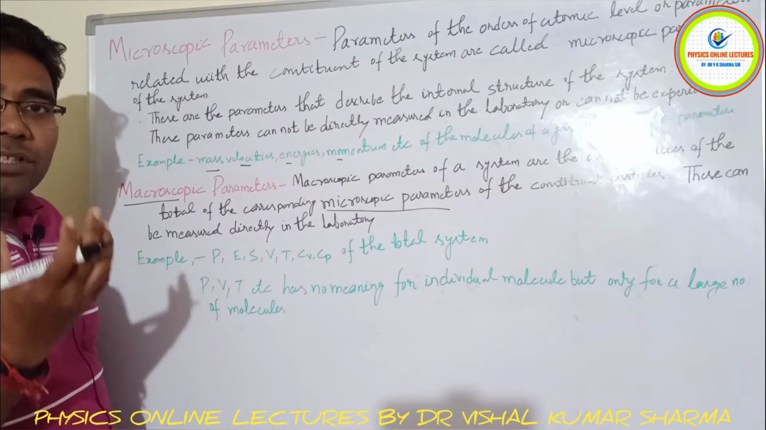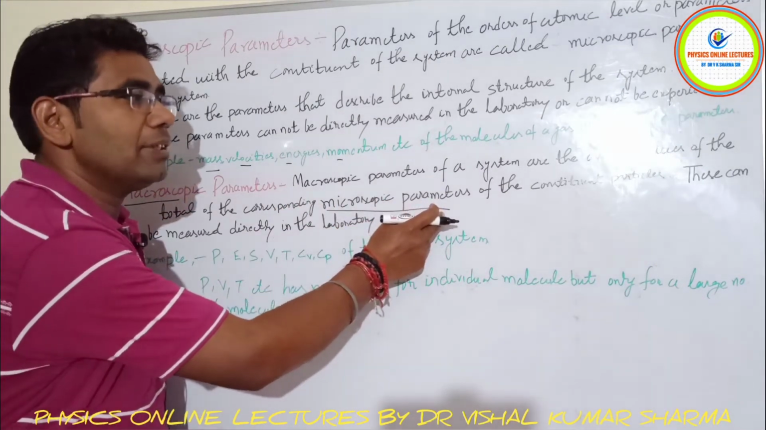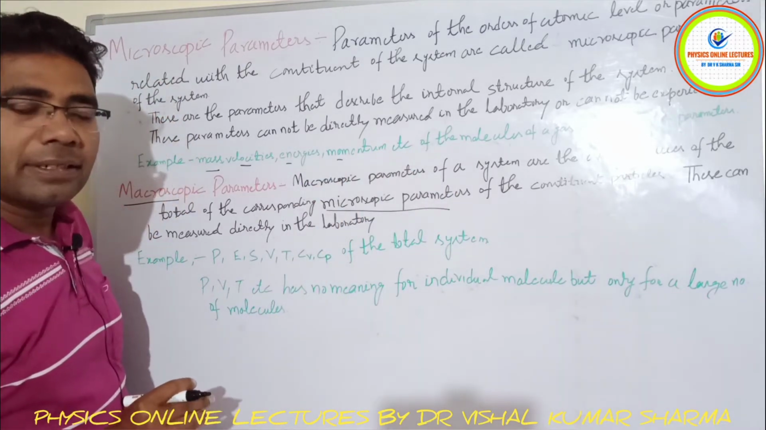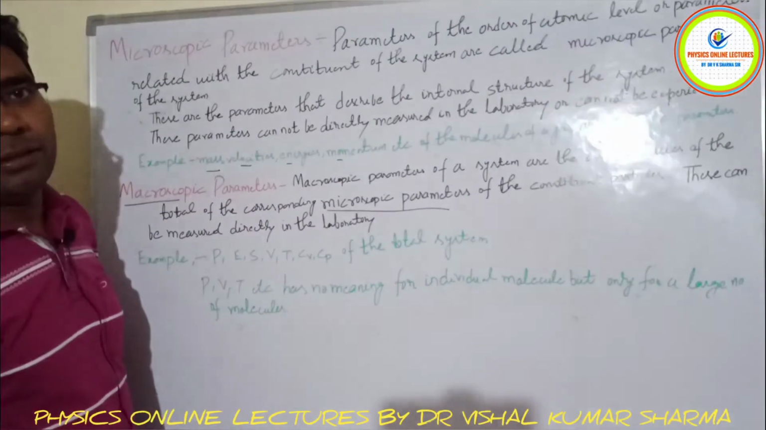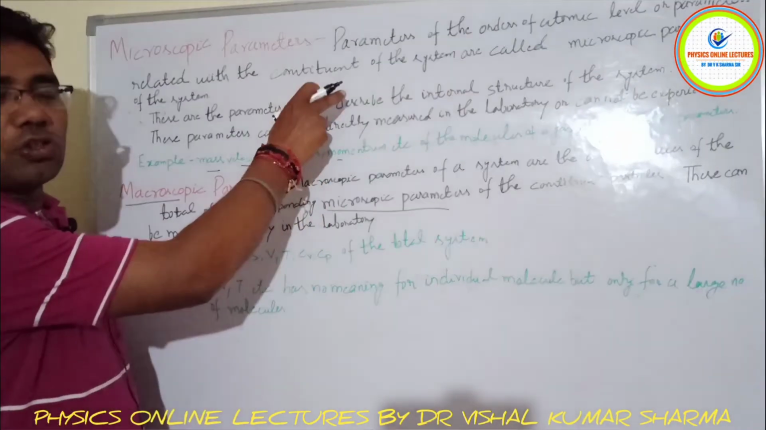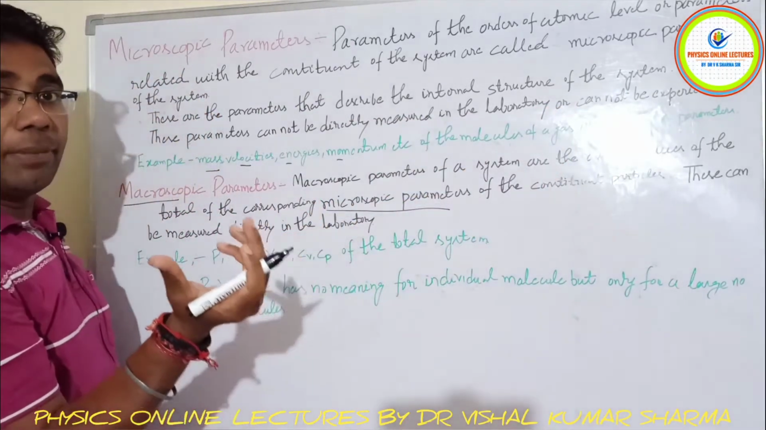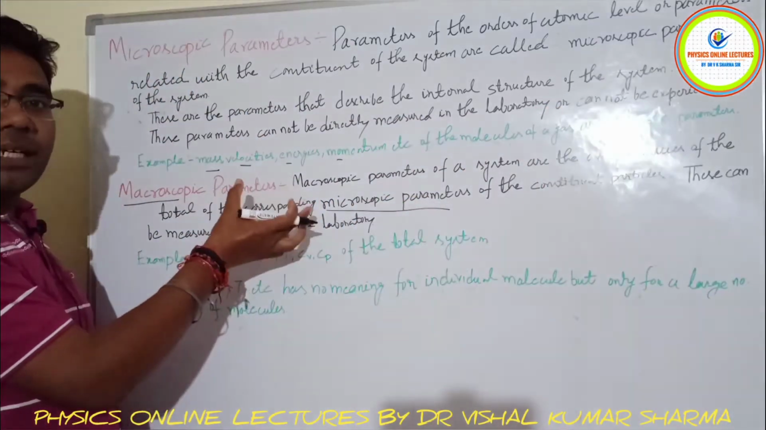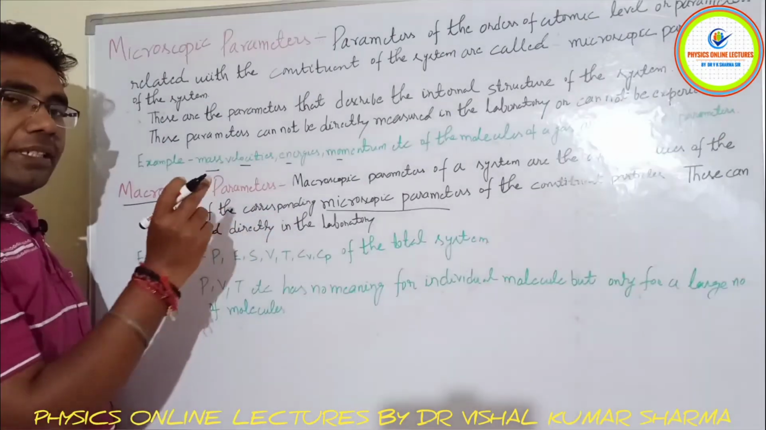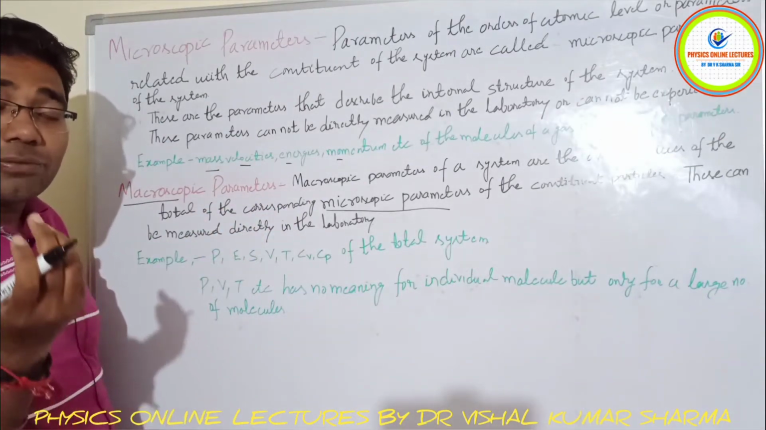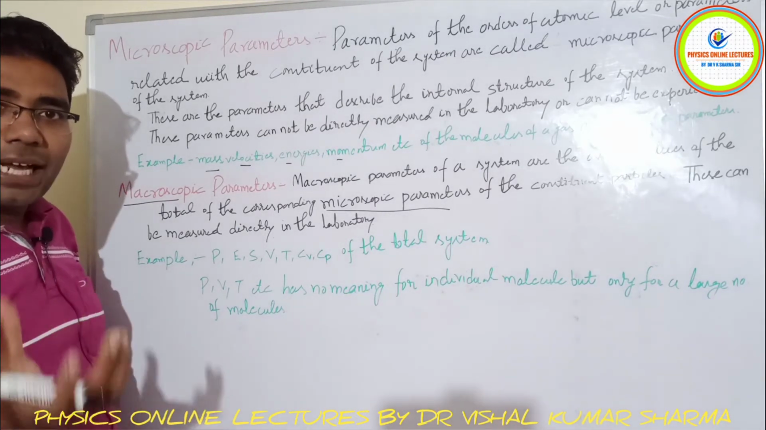That is, the average value of the total of the corresponding microscopic parameters of the constituent particles. These can be measured directly in the laboratory, while the microscopic parameters cannot be measured directly or experienced. This is the main difference. That's why these parameters are taken into consideration in the discussion of thermodynamics.